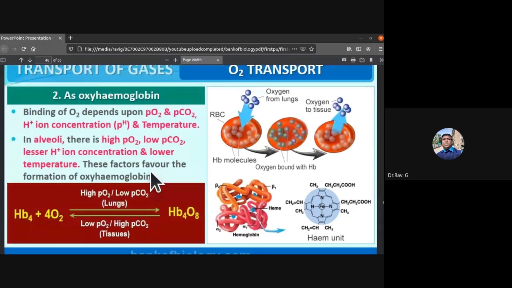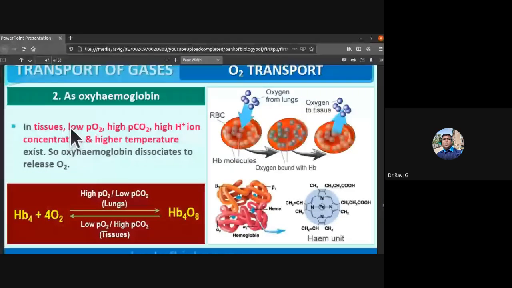In the tissues, the exact opposite takes place: low partial pressure of oxygen, high partial pressure of carbon dioxide, high hydrogen ion concentration, and higher temperature. All this favors the breakdown of oxyhemoglobin to release oxygen. In tissues, it is vice versa. So this reaction itself you can describe in words. If you remember this reaction, you can write it in your own sentences. In tissues, all of this results in the breakdown of oxyhemoglobin and release of oxygen.